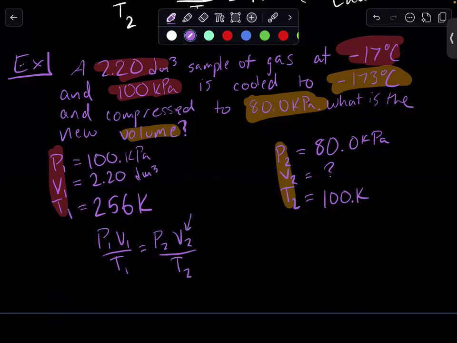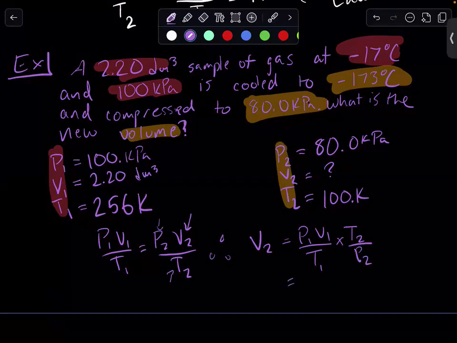And we're solving for V2. So I'm going to rearrange this to say V2 is equal to P1 V1 over T1. And then the P on the top will go to the bottom. The T on the bottom will go to the top. So times T2 over P2.